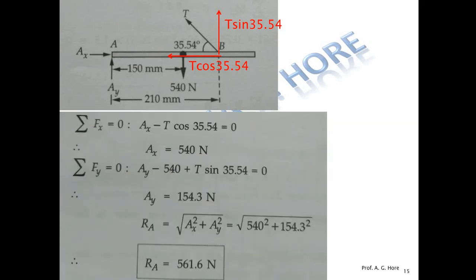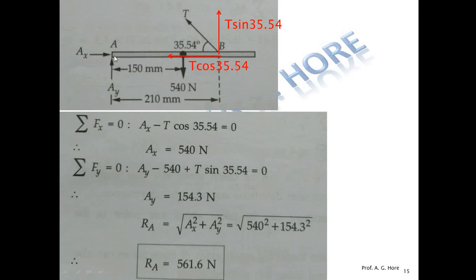Now apply the second equation, summation Fx: AX minus T cos 35.454. T की value हमें मिल गई, so put that and simplify, you will get AX equal to 540. Again summation Fy equal to 0, so plus AY minus 540 plus T sine 35.454. Now here put the value of T from the first equation and simplify, you will get AY. Now observe this AX and AY, horizontal and vertical reaction.